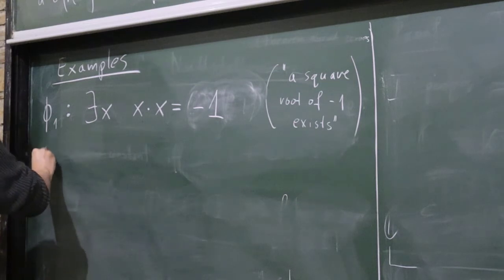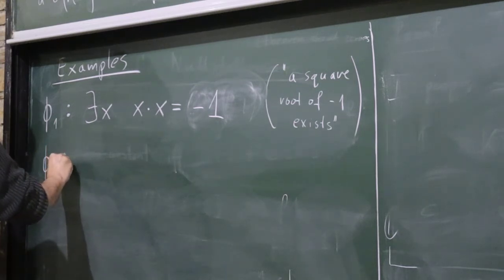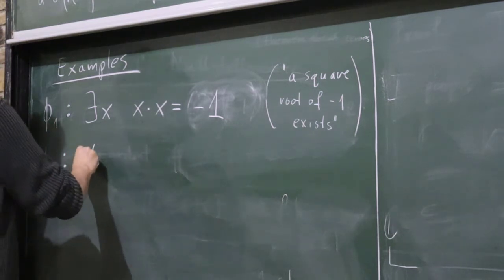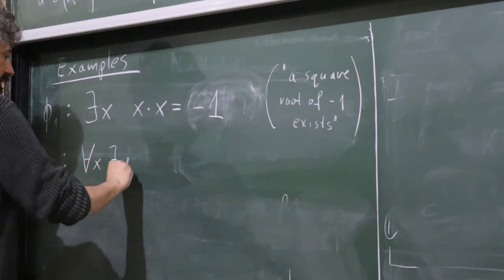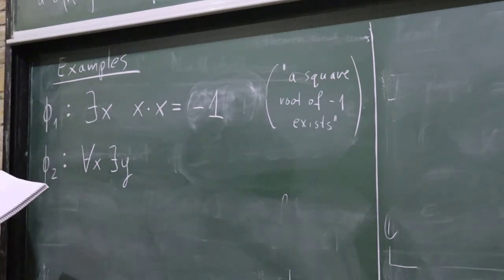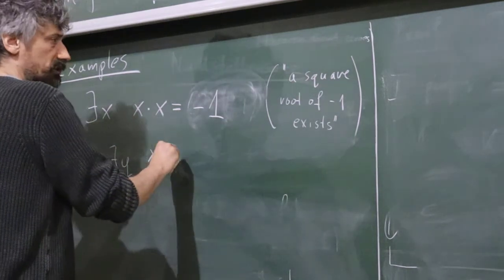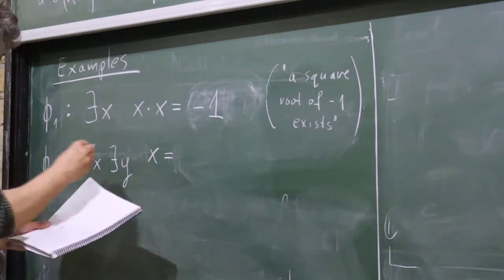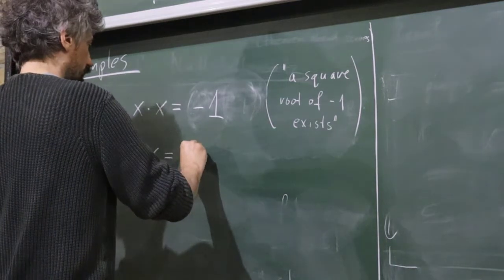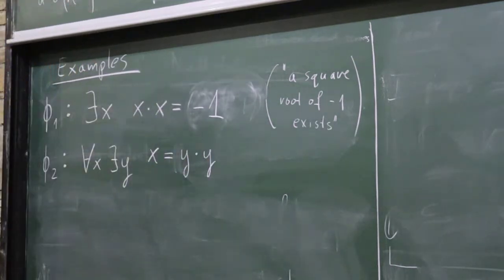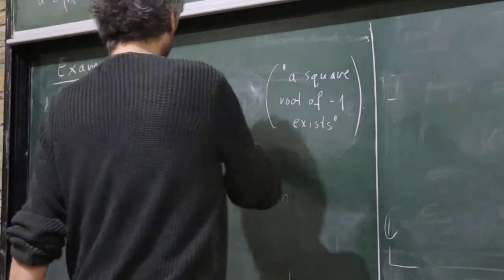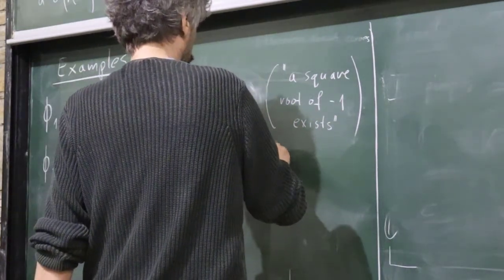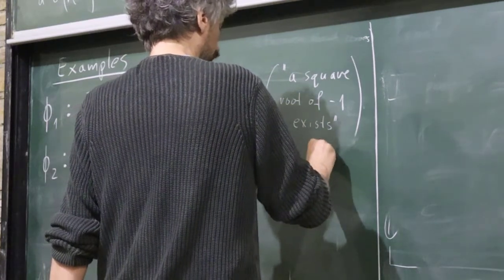For all x exists y. I think I was changing my mind in the notes whether it's unary or binary. I hope I state x is y times y. So this is that square roots exist.